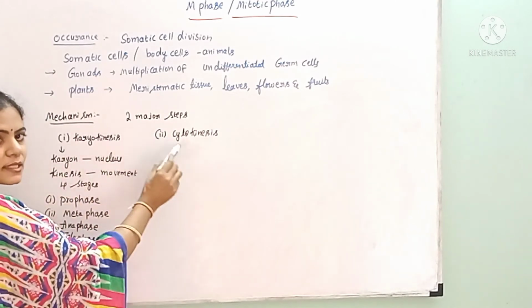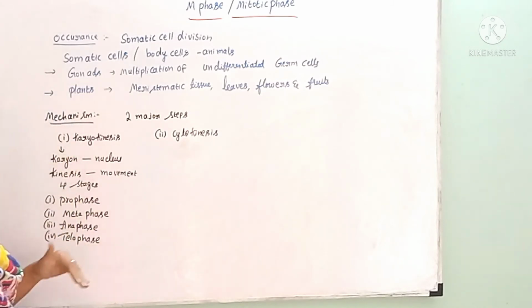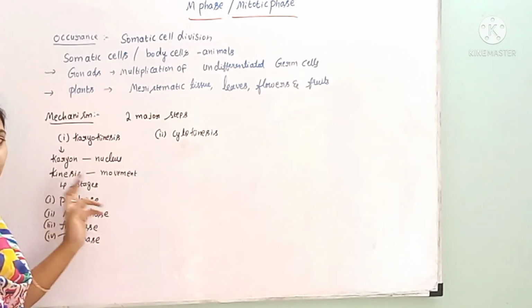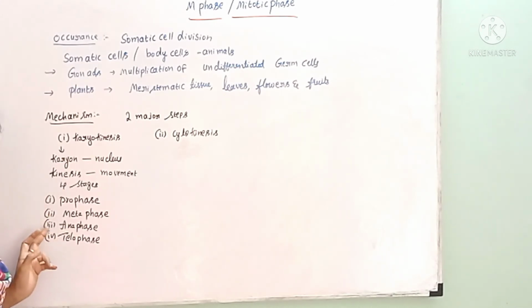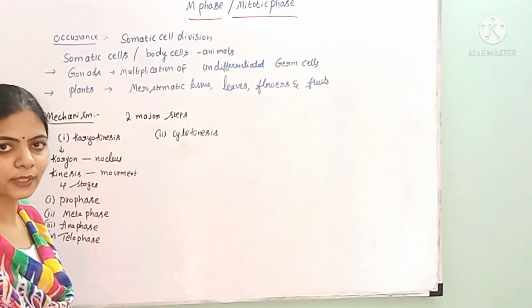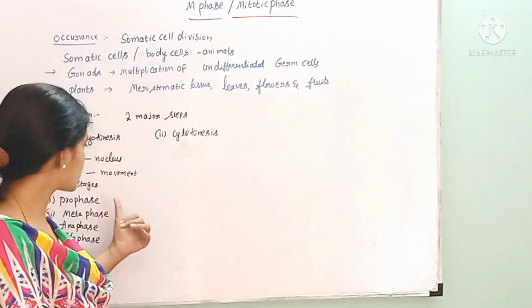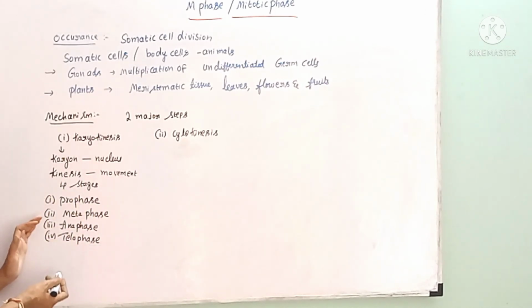One is karyokinesis and the second one is cytokinesis. In karyokinesis, the nucleus gets distributed. Karyon means nucleus, kinesis means movement. Here, this karyokinesis is divided into four stages. They are prophase, metaphase, anaphase and telophase. In these four stages, the nucleus gets distributed. Later, the cell enters cytokinesis, where the division of the cytoplasm occurs. In the next video, we are going to study the different stages, different phases present in karyokinesis.